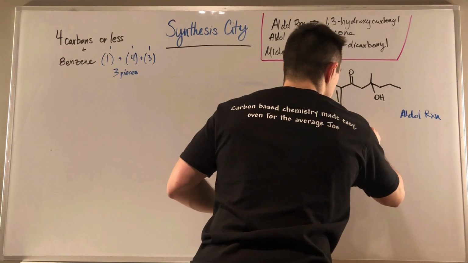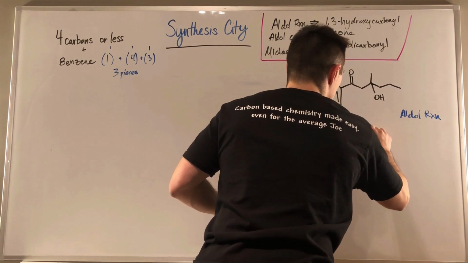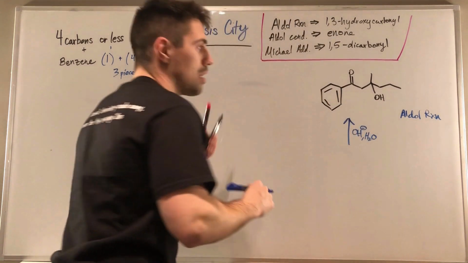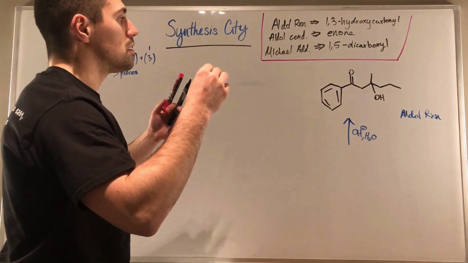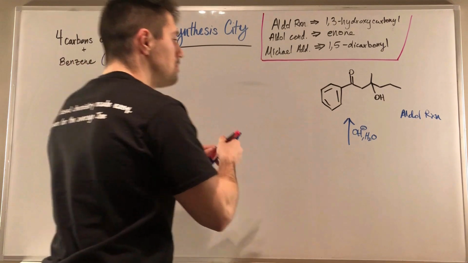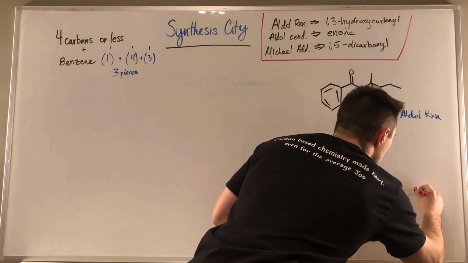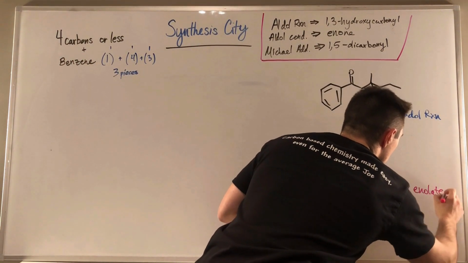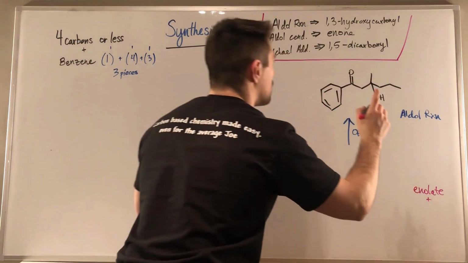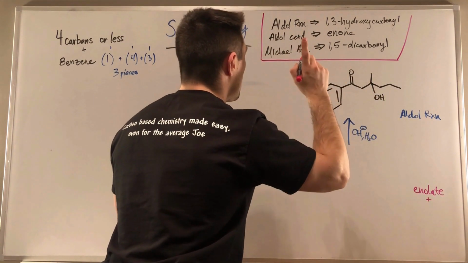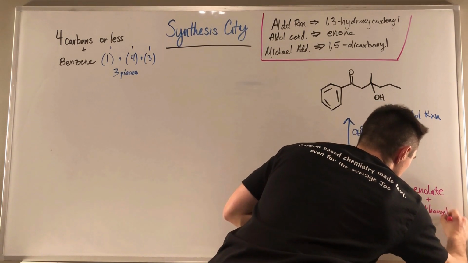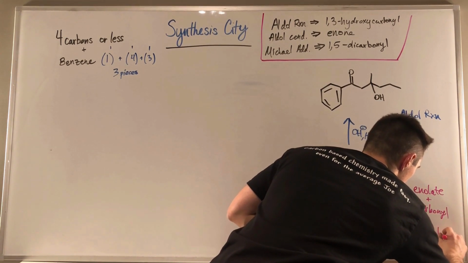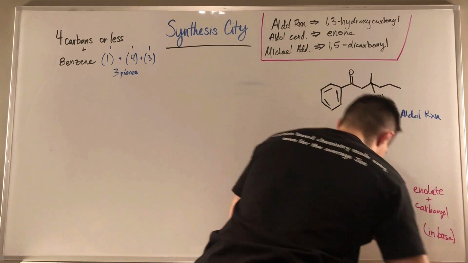So those happen in base. So you don't really need very specific conditions for this. If you just put hydroxide and water, it's good enough. So we need to remember what makes an aldol reaction: an enolate plus a carbonyl in basic conditions. In base. Sorry, I had a momentary brain fart.